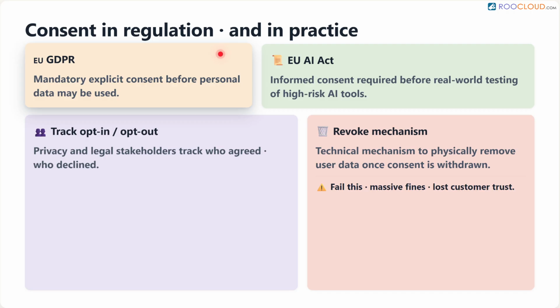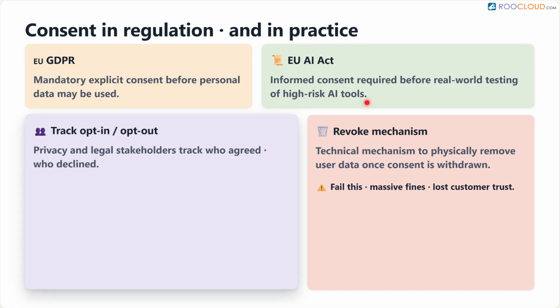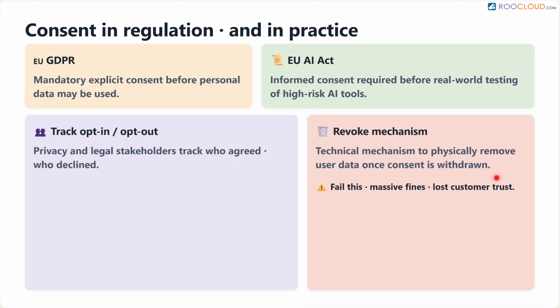Furthermore, the European Union AI Act dictates that you must secure explicit, informed consent before anyone can be subjected to real-world testing of high-risk automated tools. Organizations must establish robust processes involving privacy and legal stakeholders to track who has opted in and who has opted out. If a user revokes their permission, the company must have a technical mechanism to physically remove their details from the training pipeline. Failing to do this can result in massive regulatory fines and a complete loss of customer trust.